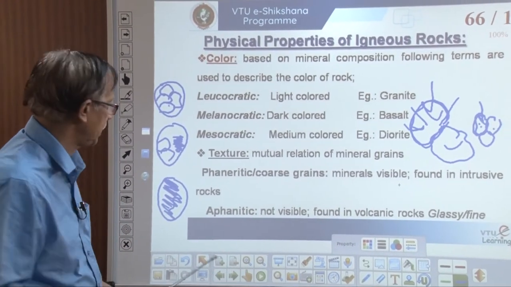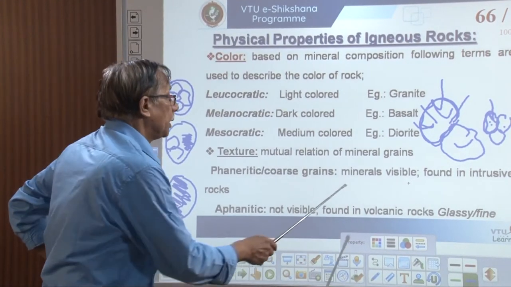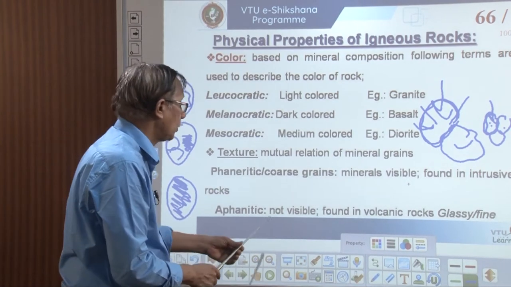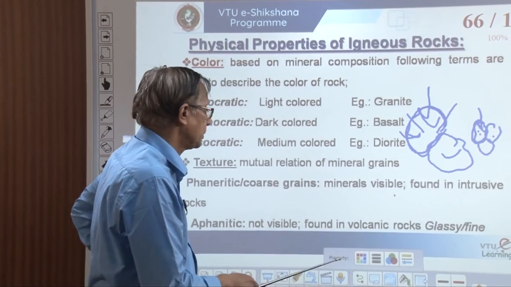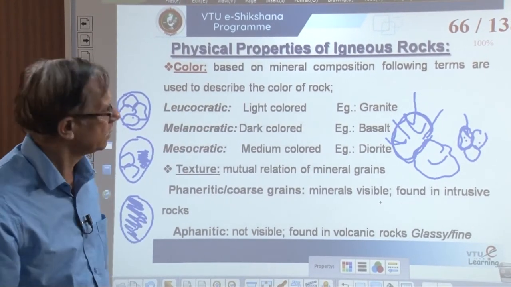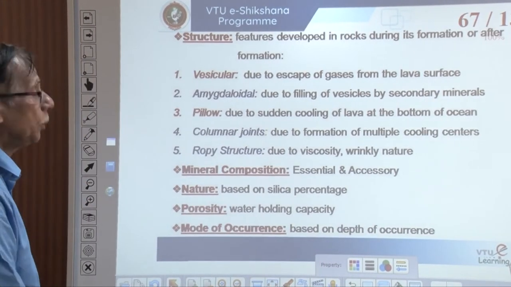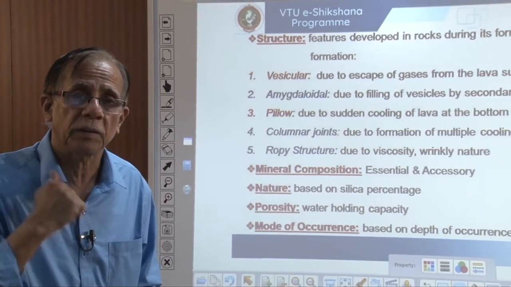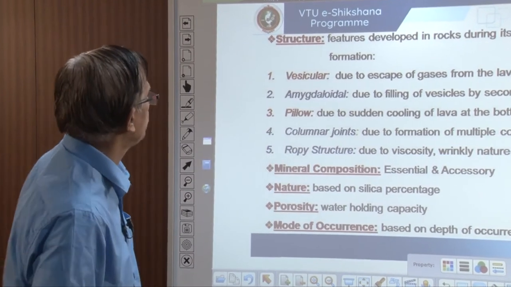Based on that, we have different types of rocks. In general, we have phaneritic or coarse-grained minerals, which are visible in hand specimen or with a magnifying lens, and aphanitic, which are not visible, and we need to use a microscope. Such textures are found in volcanic rocks like glass or some other rocks. This is about the texture, friends. We are not discussing the texture yet, only the controlling factors of the texture. We said we will discuss the different types of textures a little later.